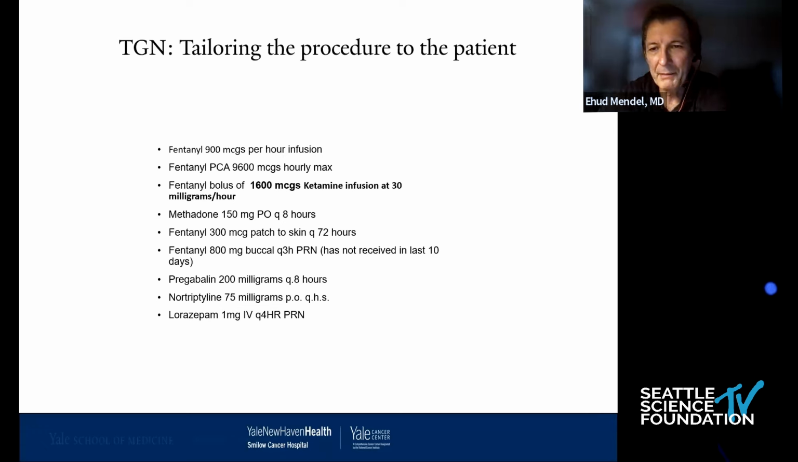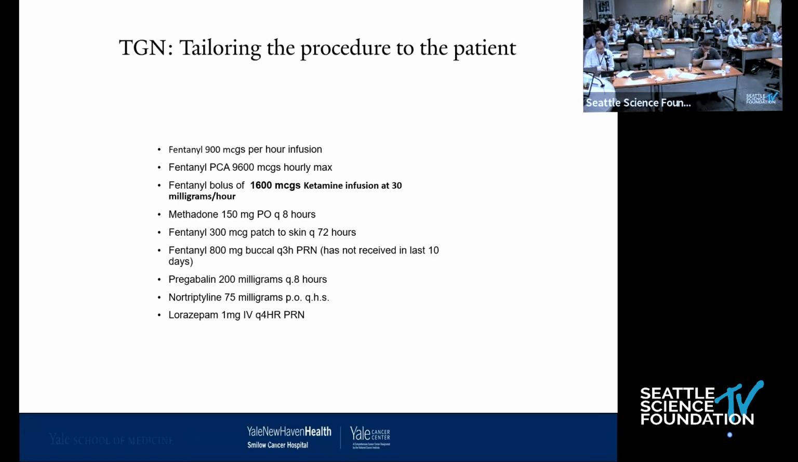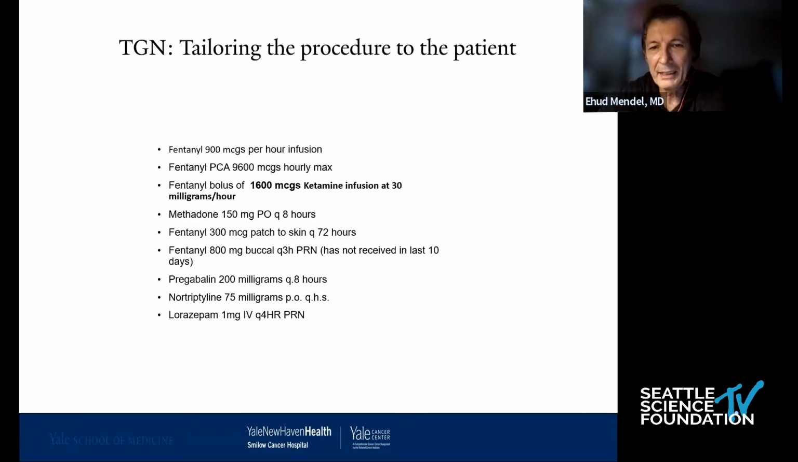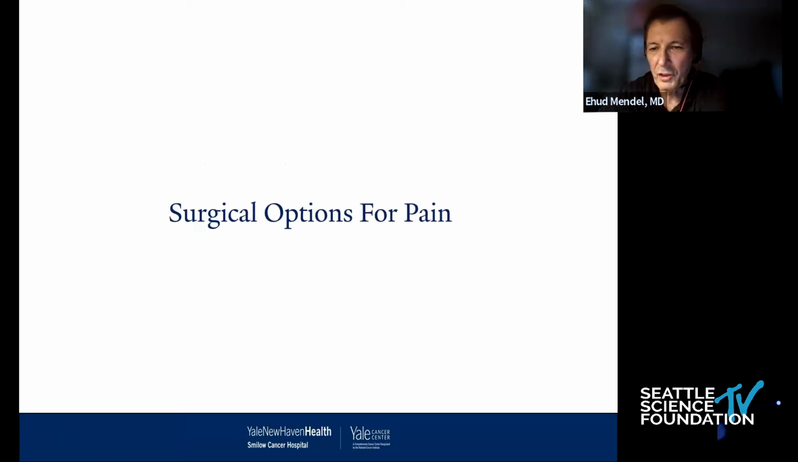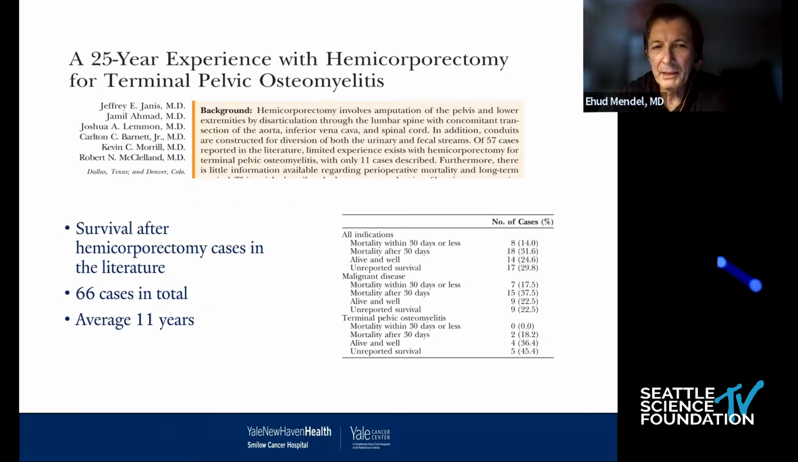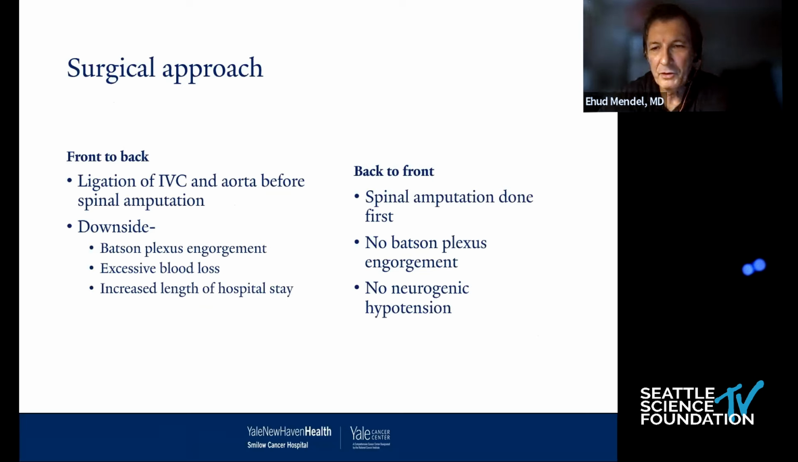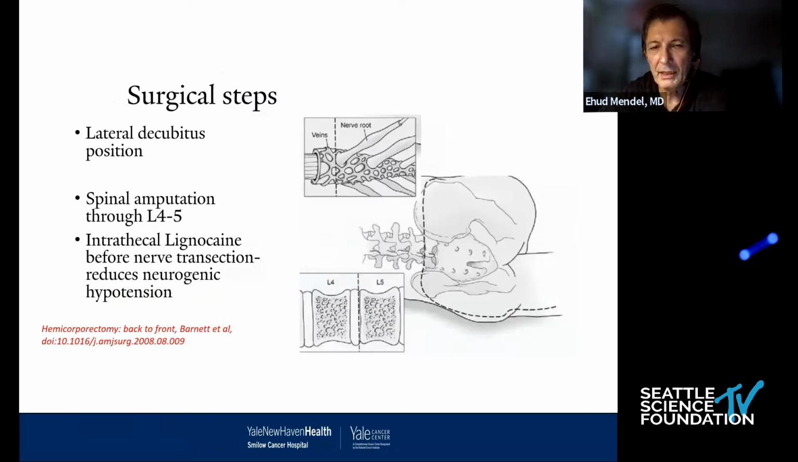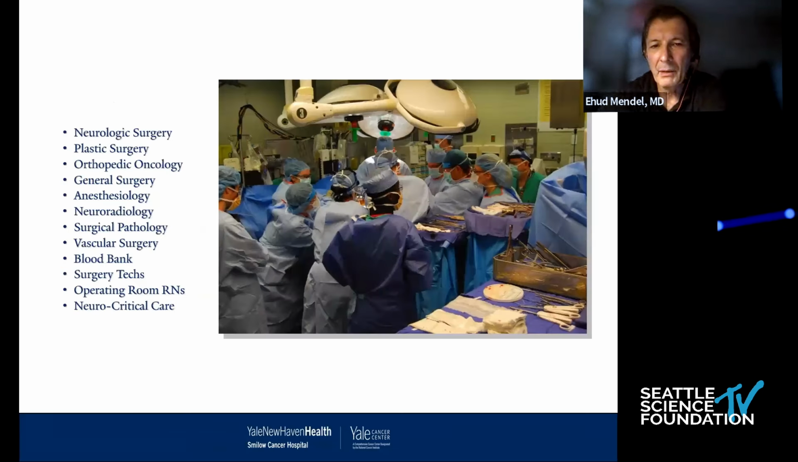You can see the amount of pain medications that the patient is on: a massive amount of fentanyl boluses and a ketamine infusion at 30 milligrams per hour. Surgical option? Well, the surgical option for pain would be what we sometimes go even further to do, what we call a hemicorporectomy. None of you have probably seen it, but this is something that can be done on some of these big cases, and there's a lot of literature about how to do these.